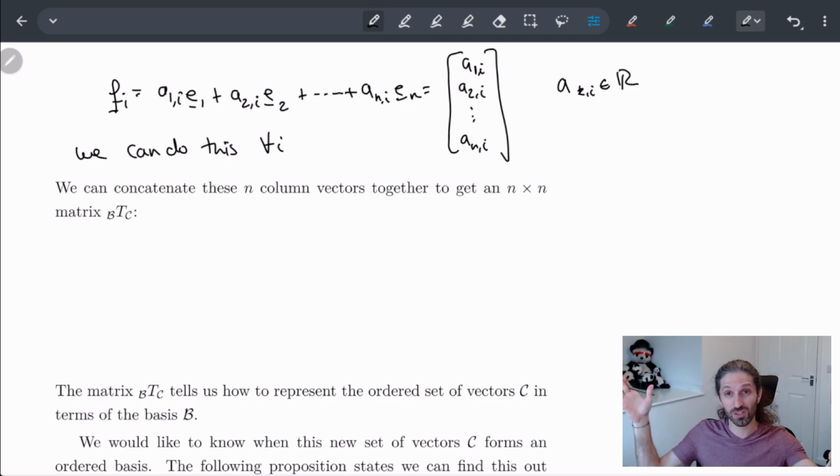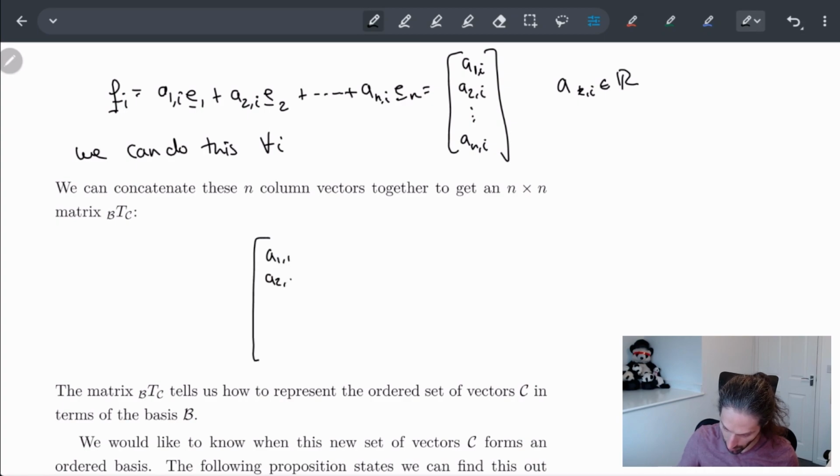We can smush them all together, and that gives us an n by n matrix. So what we end up having is a_{1,1}, a_{2,1}, all the way up to a_{n,1}. This one is associated to the vector f1. F2 is a_{1,2}, a_{2,2}, all the way up to a_{n,2}.